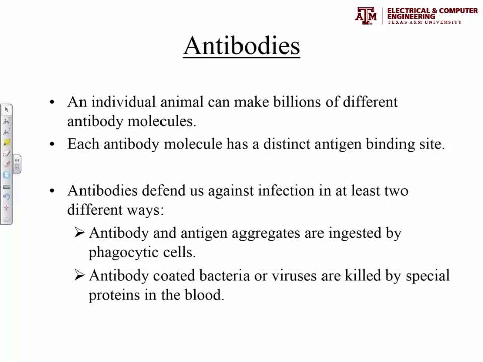So if an antigen is marked with an antibody, there'll be specialized cells that will go and eat that one up and clean it up. So that's one mechanism. The other one is that if you have bacteria or viruses that get coated with antibodies, they are marked out as the bad guys, and there are special proteins in the blood that will kill them. So you mark out the bad guys using these antibodies.